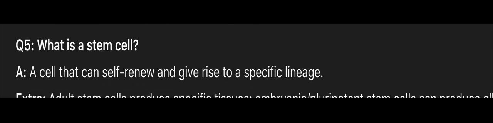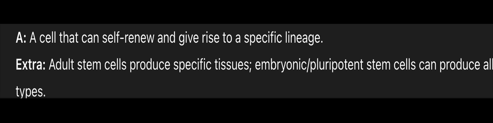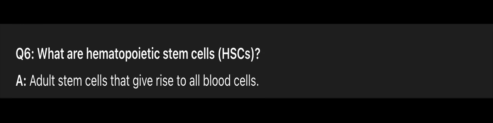What is a stem cell? It's a cell that can self-renew and give rise to a specific lineage. Bonus information, adult stem cells produce specific tissues. Embryonic or pluripotent stem cells can produce all cell types. What are hematopoietic stem cells, or HSCs? They are adult stem cells that give rise to all blood cells.